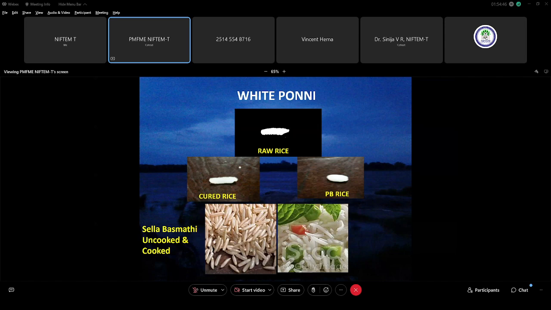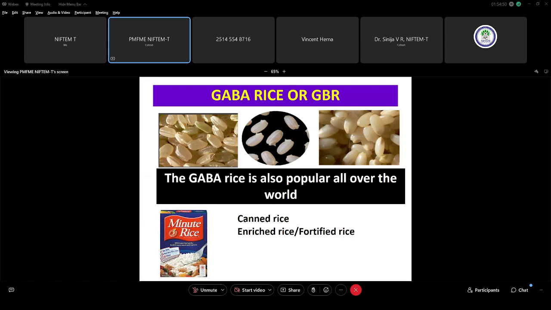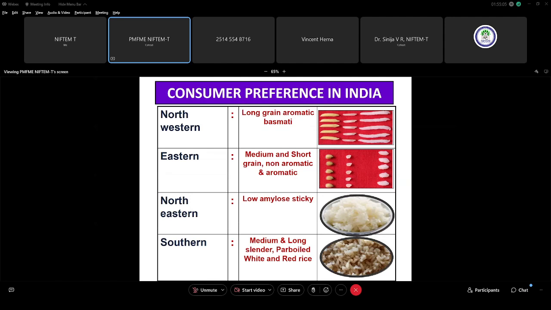Similarly, we can see the shallow basmati, uncooked and cooked rice. And this is gamma rice, that is, gamma amino butyric acid is more in this rice and it is very good for our health. You can see the quick cooking rice. Similarly, the cane rice and enriched rice are also available in the market. So far, we have seen different types of rice in the world and in our country.